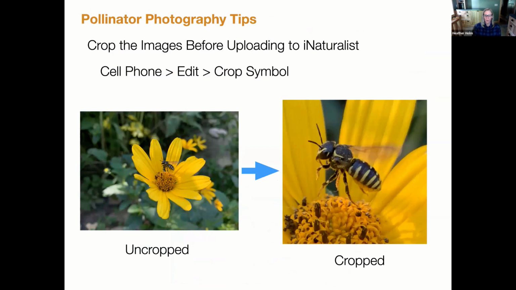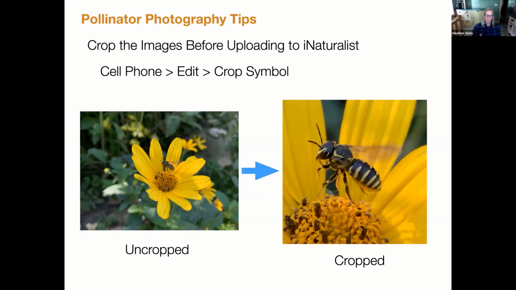And one of the big things, especially if you are an identifier on iNaturalist, is that you can make the lives of identifiers much easier simply by cropping the image. This is just a cell phone image I took a couple of days ago. You can crop right in the cell phone photo program just by clicking on edit and then the cropping symbol. So this really just makes it easier visually if you're looking through an observation and there are multiple photos of the particular bee.